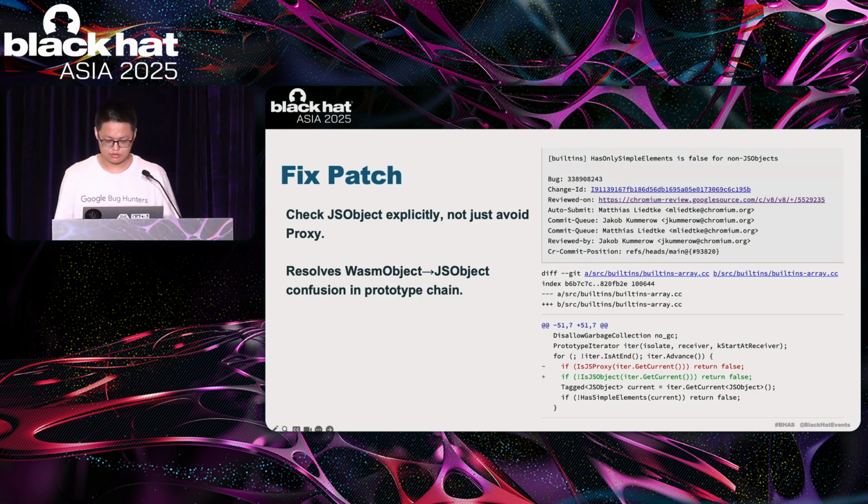This slide presents Chrome's fix for this vulnerability, which follows a clear security principle. It explicitly checks for the JS object type rather than merely avoiding the JS proxy type. As shown in the code patch on the right, the fix modifies the type check in HasOnlySimpleElements.